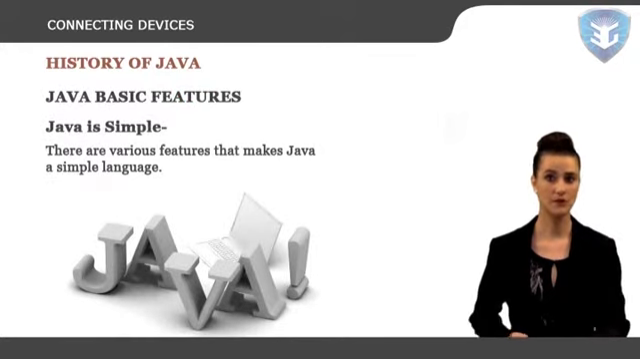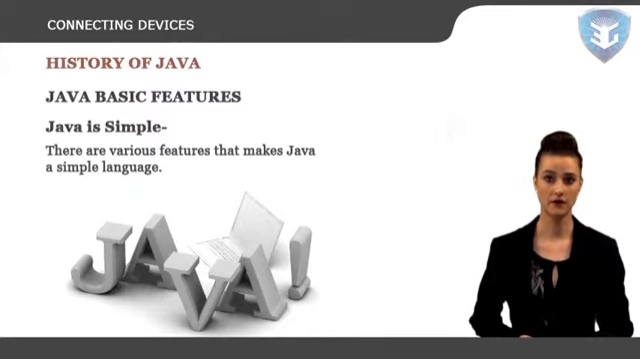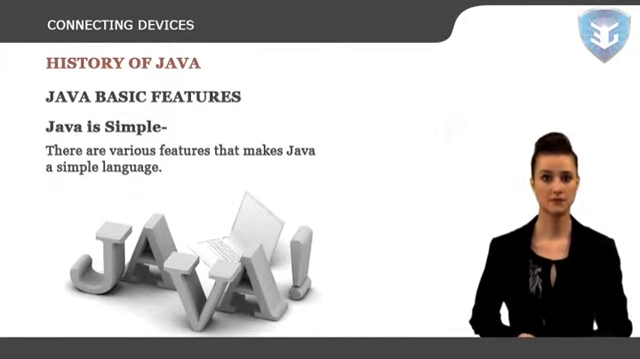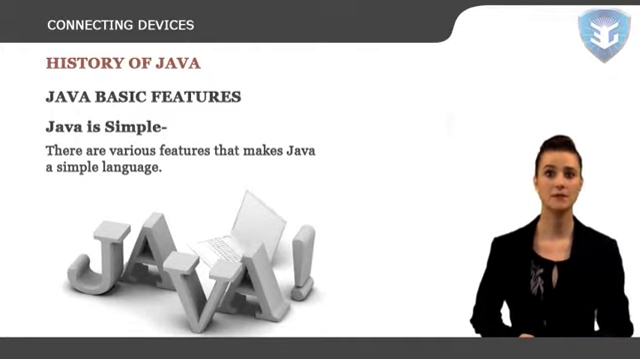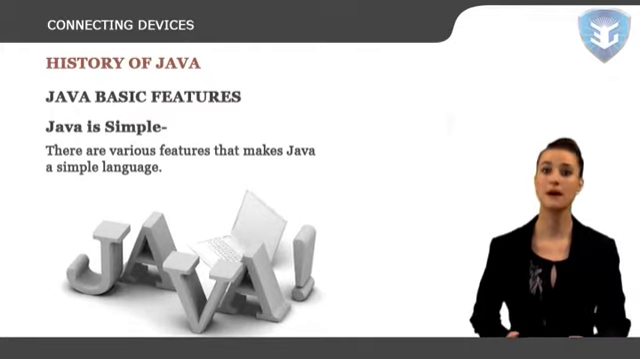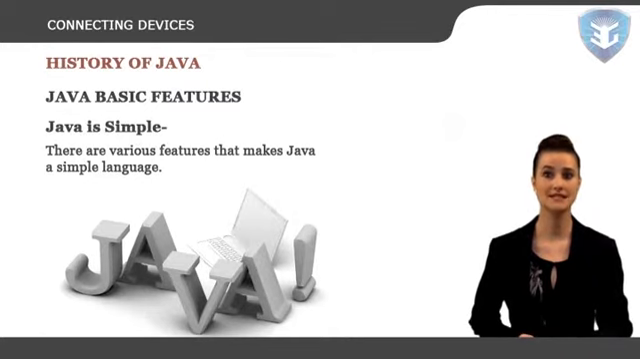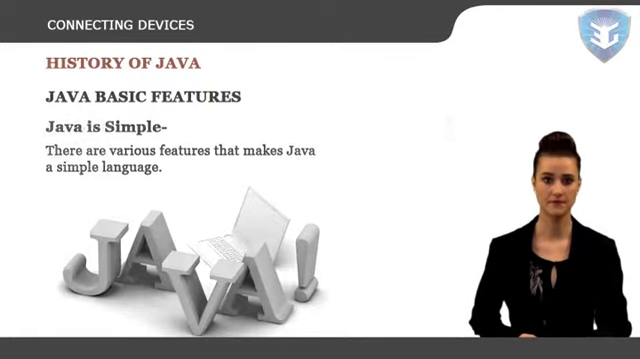Here we will talk about the basic features of Java. Java has many features, which are: Java is simple. There are various features that make Java a simple language. Java is easy to learn and developed by taking the best features from other languages, mainly C and C++. It is very easy to learn Java for someone who has knowledge of object-oriented programming concepts.